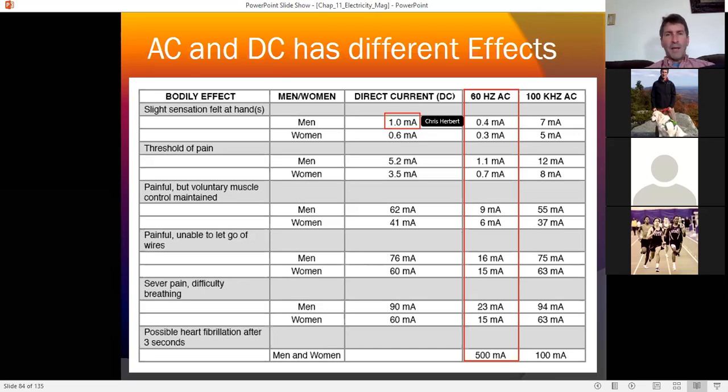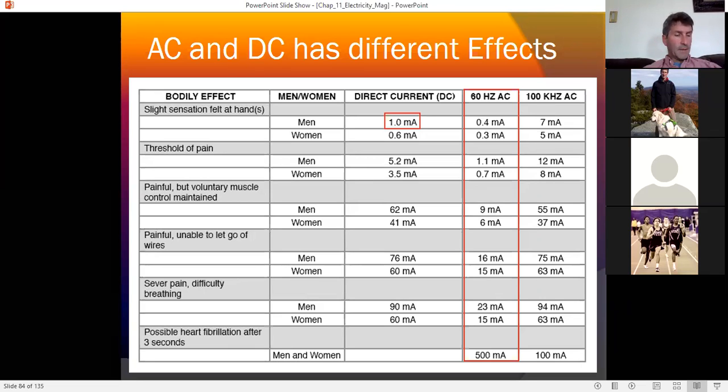By the way, folks, this is sort of an unfortunate chart here. It has men versus women. I really don't believe that there's any difference between the two, because physiologically we're very, very similar. It says the threshold of pain is lower for women than for men. I don't understand why physiologically that should be believed. So it's sort of a sexist chart, if you ask me.